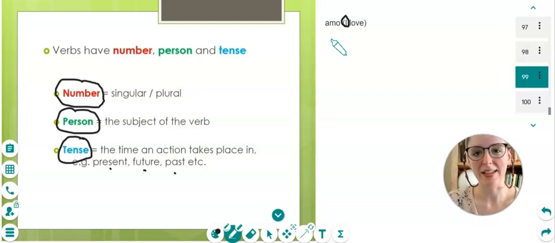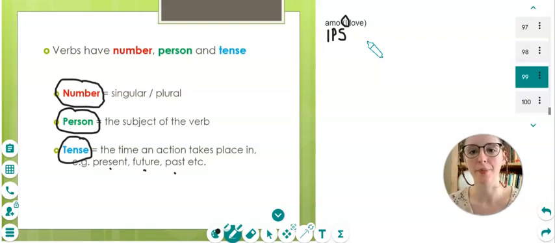And you might write that down something like this. So we do a 1 for first person, and then I just put a P next to it. 1 for person, first person, and then I would write S for singular. So it's a 1PS verb, a first person singular verb, and the tense is present.